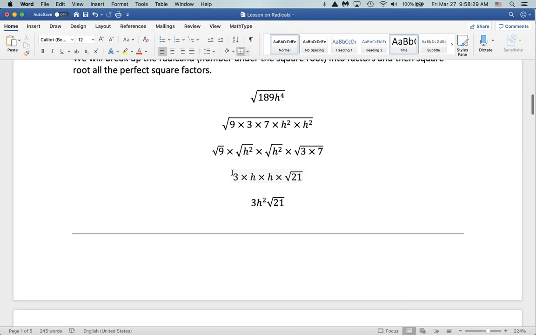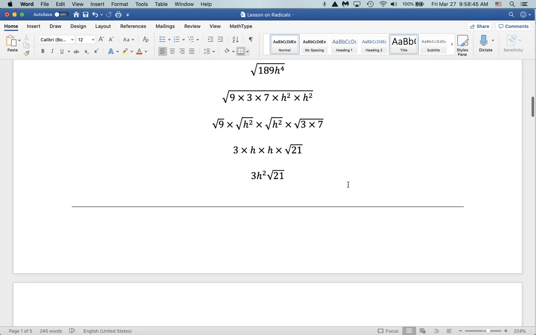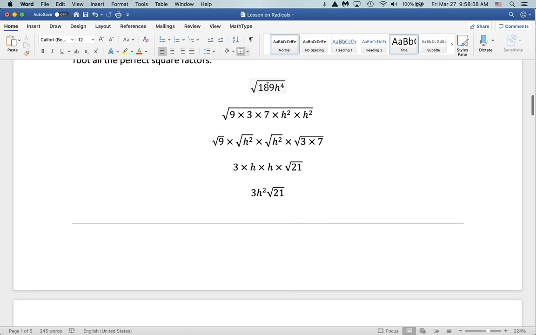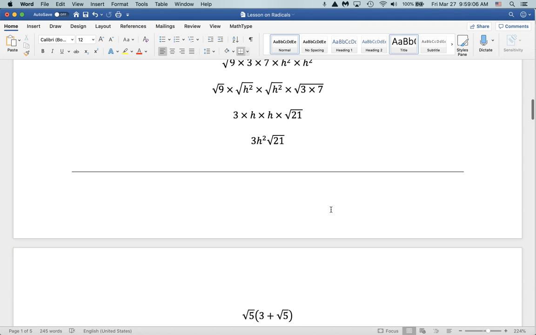Now we know the square root of 9 is 3. Anytime we square root something that's squared, the square root and the squared cancel, leaving just the single h. Again, so this square root of h squared is a single h. And then I combine the 3 and the 7 back together, which is the square root of 21. And then I just simplify, writing it as a 3. I have two h's that are multiplied, so that's an h squared: 3h squared times the square root of 21. And that doesn't reduce any further. So I've reduced the square root of 189 h to the fourth to 3h squared square root of 21. So that's reducing a single square root.